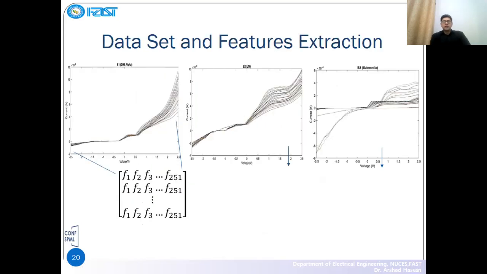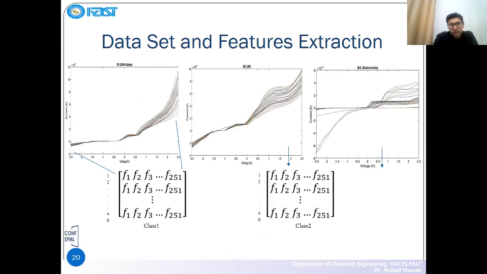And then we extracted the features from the measured data. For these graphs, we have 40 files, so we have 40 measurements. We recorded the current and divided the current into 251 features. And for each class, we recorded 251 features, and we have 40 measurements.